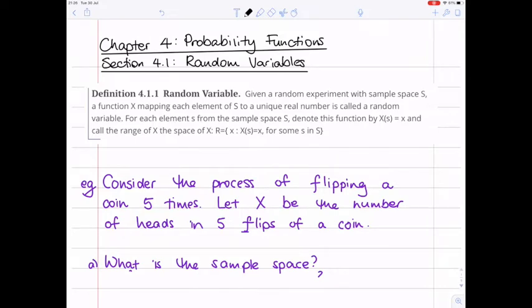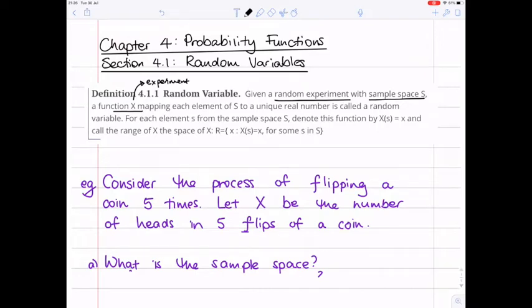So the first idea that we need is that of a random variable. So we're starting with what we know. We've got some random experiment, and it's going to have a sample space S. So remember, our sample space is the set of all possible outcomes. And then we're going to have a function X, and the X comes from the idea that we're doing an experiment.